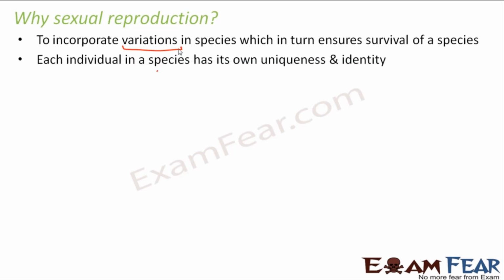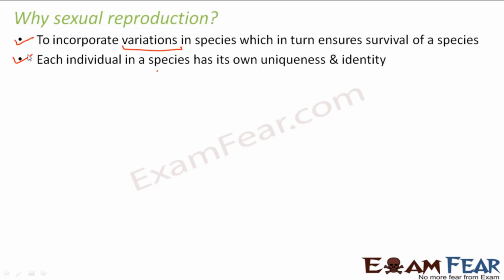The next point was, each individual in a species has its own uniqueness and identity. Okay. So in case of asexual reproduction, all the organisms were exactly the same. You cannot differentiate them. Let us take an example of anything which reproduces asexually, let us suppose Hydra. If Hydra reproduces asexually, you will not be able to distinguish between the parent Hydra and the daughter Hydra, because they are going to be exactly the same.